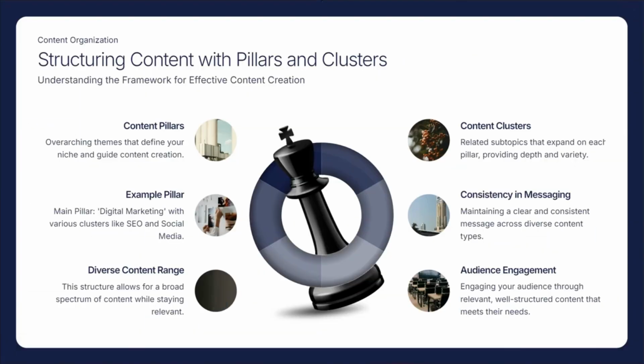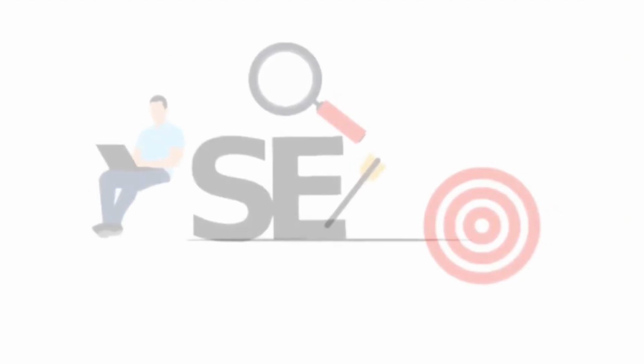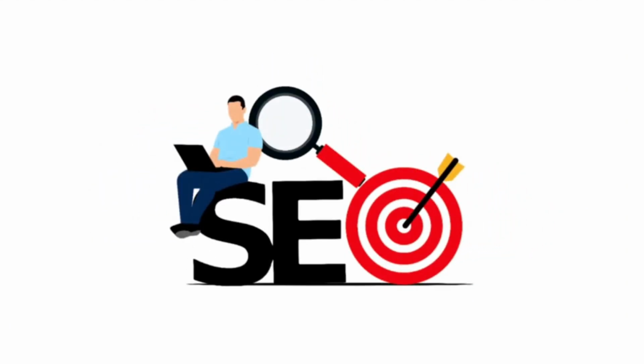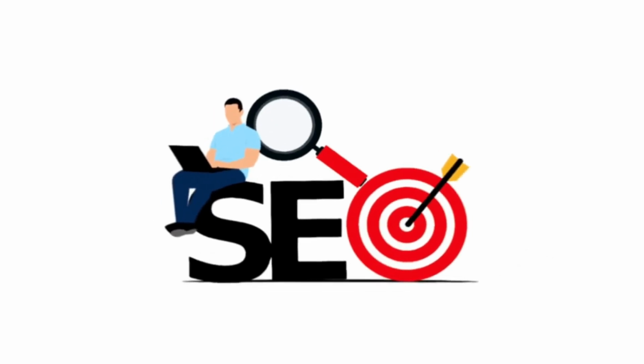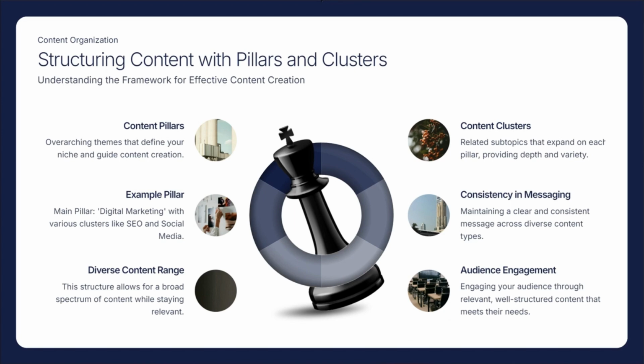tasks. So, structuring content with pillars and clusters is very important. Now, what do you mean by pillars and clusters? The content pillars are themes that support your niche, while clusters are the related topics where you can expand on each pillar. For example, if you talk about digital marketing, your main pillar can be digital marketing, and your clusters could be SEO strategies, content marketing, social media marketing, email campaigns, etc. This structure helps you create a diverse range of content while maintaining consistency in your overall message and focus.